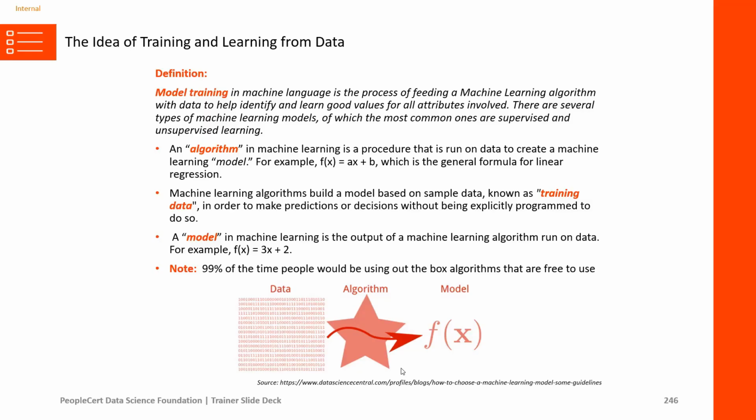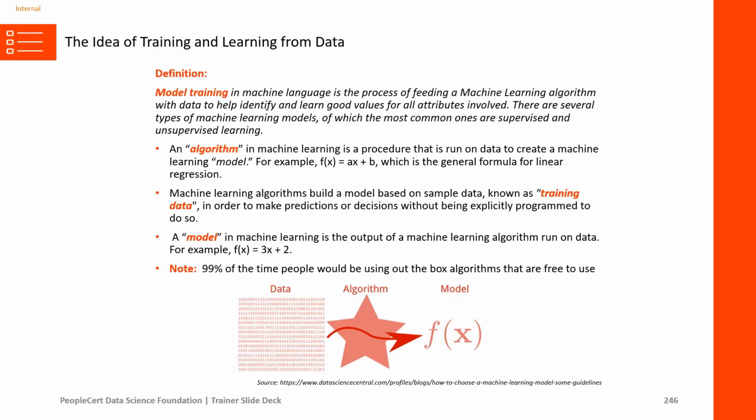So now let's define each of these entities. Algorithm in machine learning is a procedure that is run on data to create a machine learning model. For example, f(x) = ax + b, which is a general formula for a linear regression. So the algorithm is a procedure which you run on the data to create a machine learning model. If you have to create a machine learning model in the form of a linear regression, your algorithm in this case is a linear regression.